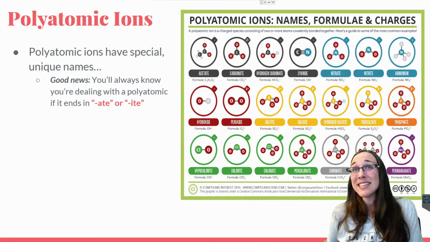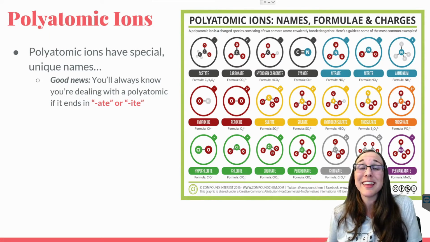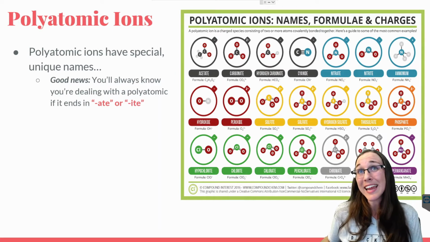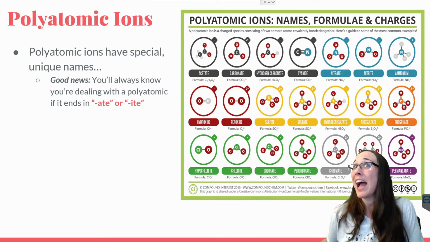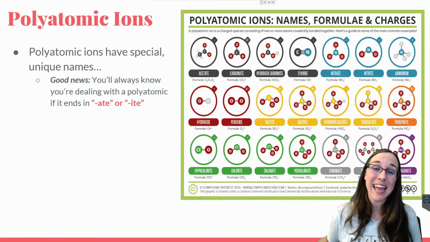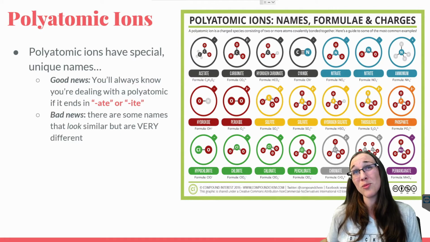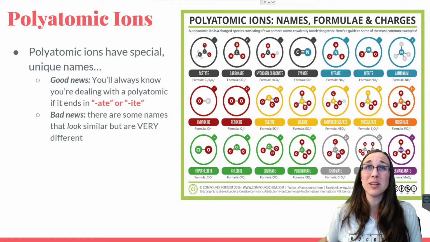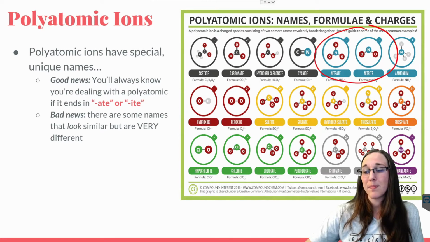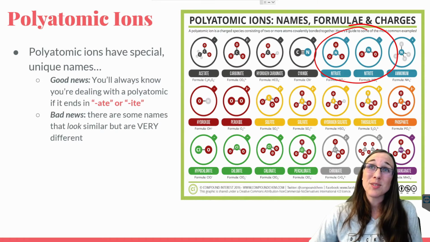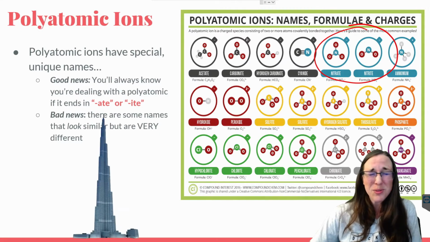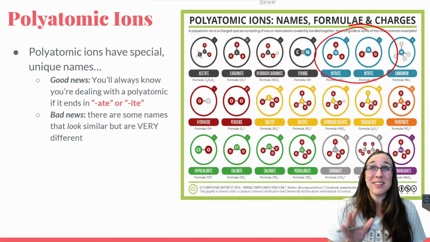So again, notice the names behind me in the image, and you'll see that a lot of these names end in ite or ate. You know they have to be polyatomic ions because they end in ite or ate. The bad news here is that some of them look really similar. So the names look really close, but the chemicals are entirely different. For example, we have nitrate and nitrite right up here. Nitrate has an extra oxygen. Nitrite has only 2 oxygens. That's a huge chemical difference. So don't get those two confused.